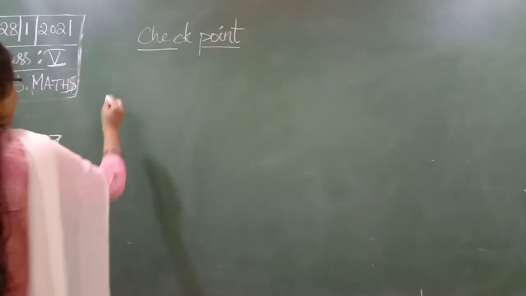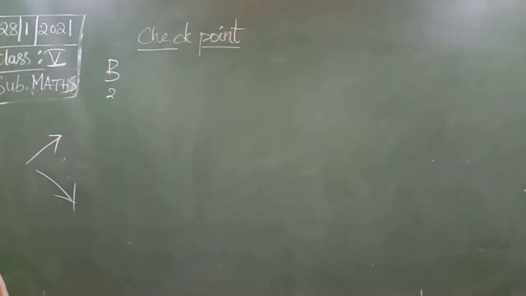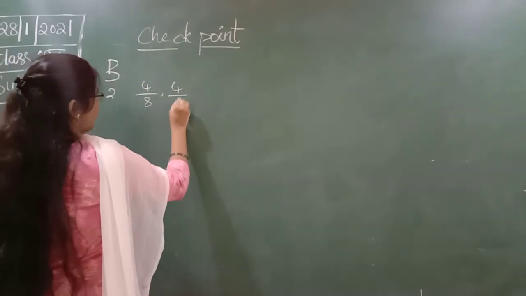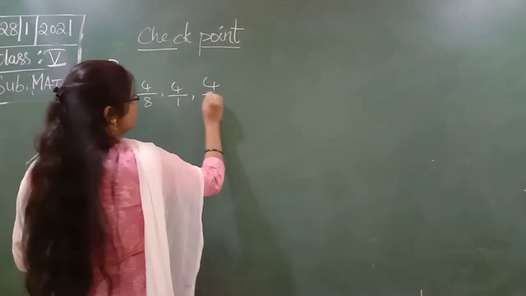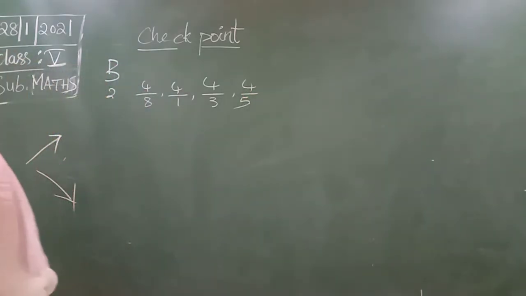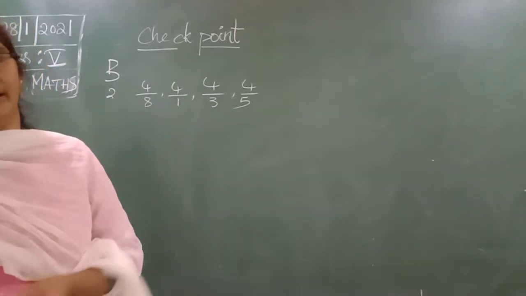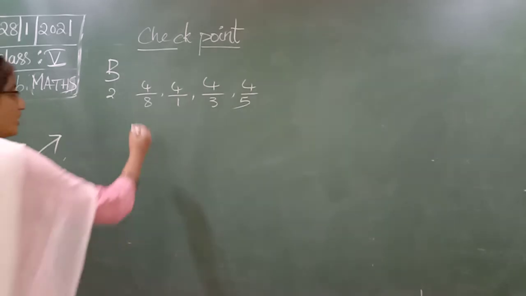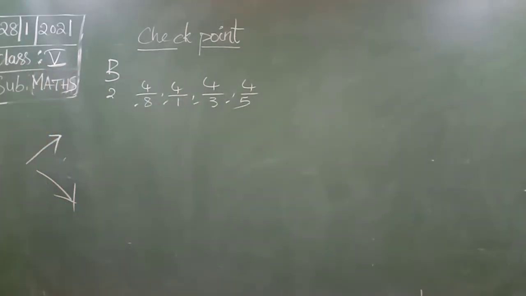Second bit. Second one is B. 4 by 8, 4 by 1, 4 by 3, 4 by 5. Here the numerators are all equal. That is unlike fractions with the same numerator. So how do we compare fractions with the same numerator? We have to check the denominators. The smallest denominator gives the greatest fraction.